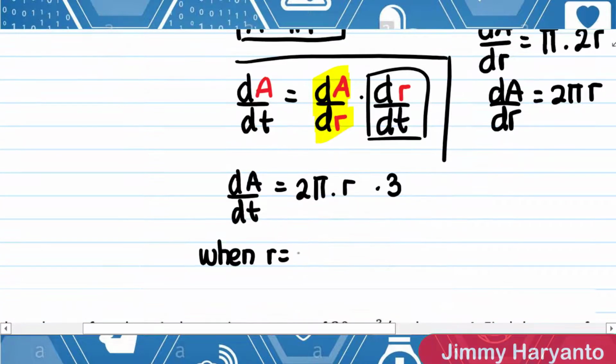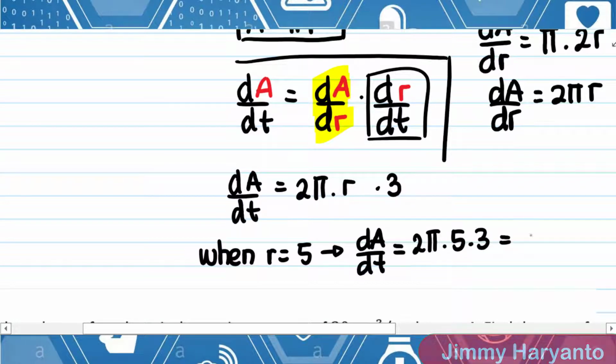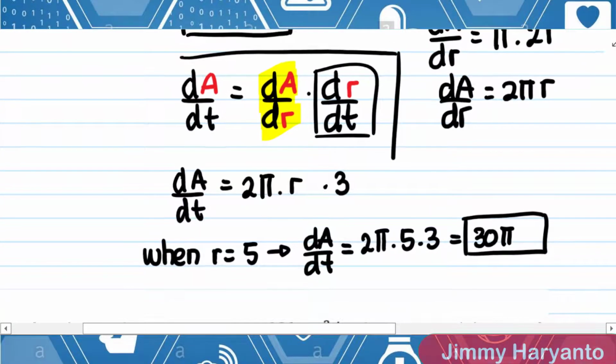There you go. And then when r equals 5 centimeters, that means dA over dt, the rate of change of the area, will be 2 pi times 5 times 3. And the final result is 30 pi.